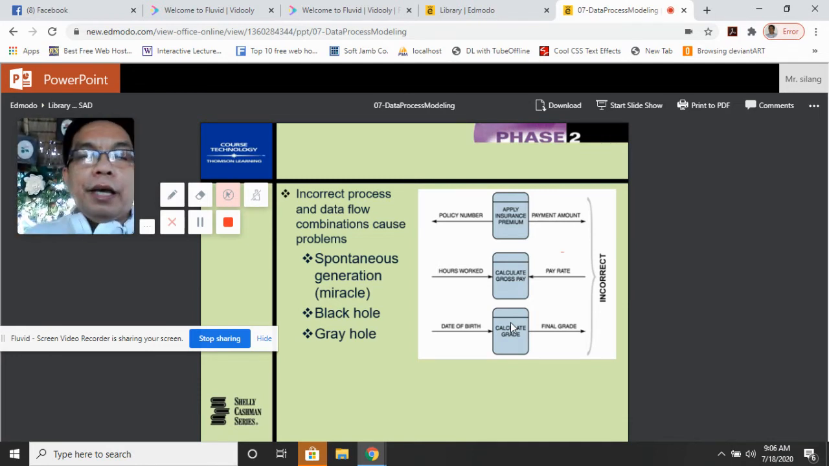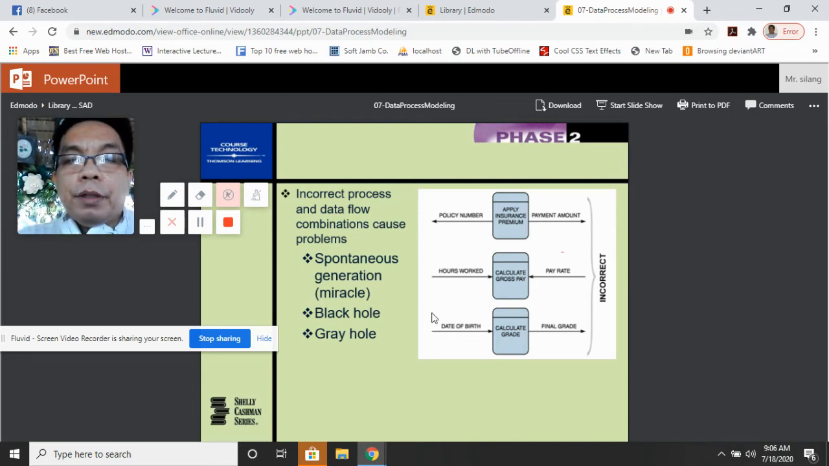Now, here are incorrect process and data flow combinations. We have three examples here. The first one is called spontaneous generation, or a miracle. Why? What do you think makes it spontaneous generation, or a miracle? Take a look at this diagram. You notice that we have two outputs, but we don't have any input. So this is an incorrect process and data flow combination. It's impossible for a process to produce output without any input.